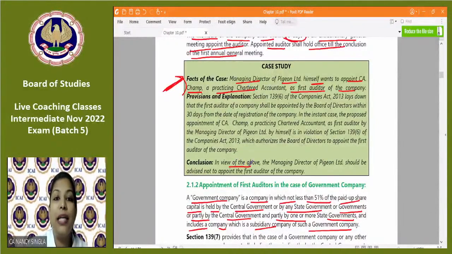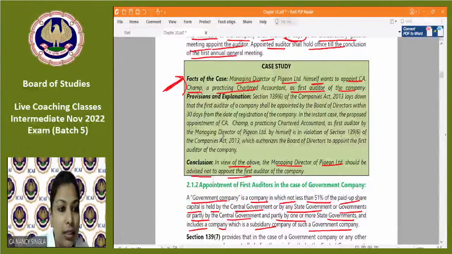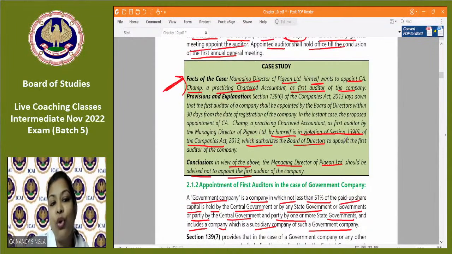Because board of directors को बोला गया है ना, the managing director of Pigeon Limited should be advised not to appoint. Why? Because here the reason is mentioned by himself. It is in violation of section 139 subsection 6 of the Companies Act, which authorizes the board of director to appoint the first auditor of the company.